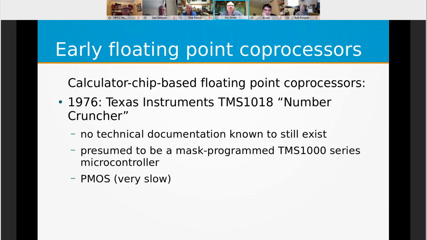As far as I know, the first floating point coprocessor of this nature was in 1976, a Texas Instruments TMS 1018 number cruncher.